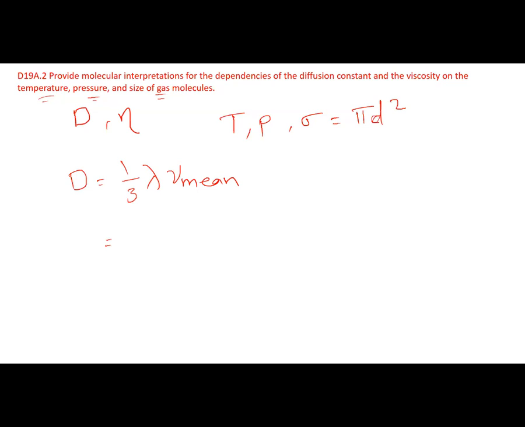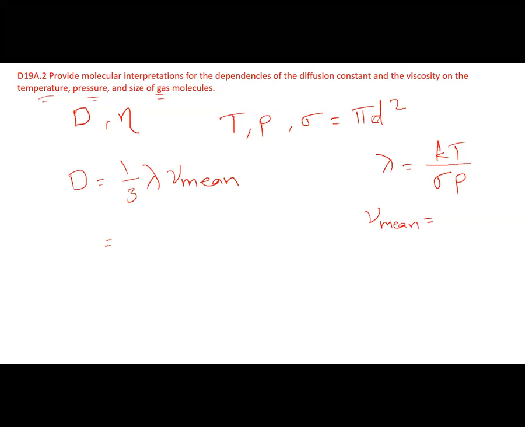From chapter 1 of the Atkins book, the mean free path of the molecules, lambda, is defined in terms of sigma as kT over sigma p, where sigma is the collision cross section, p is the pressure, k is the Boltzmann constant, and T is temperature. And we also looked at nu mean, which is nothing but (8RT over pi M) to the power half.